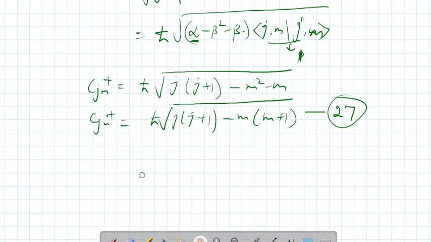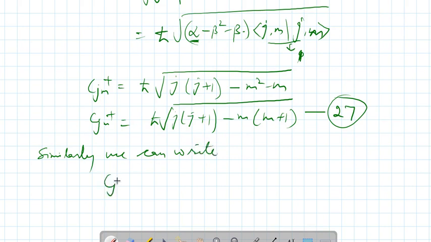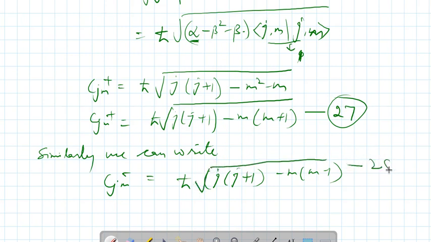Similarly, we can write that C_jm minus is equal to h cross j into j plus 1 minus m into m minus 1 whole under the root, and let me call it equation number 28.